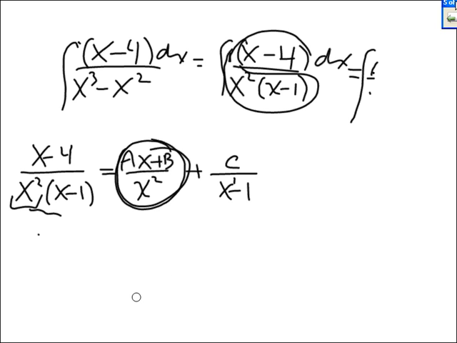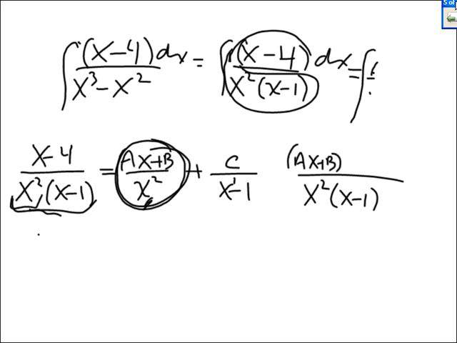Okay, so now we want the denominators here to be the same. X squared times x minus 1. We want it to be like this. So the ax plus b already has the x squared. It needs to be multiplied by x minus 1. And the c already has the x minus 1. It needs to be multiplied by the x squared.